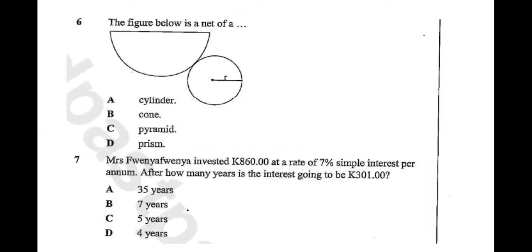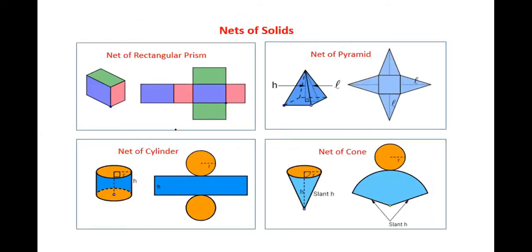Then here, to answer this question, I'll simply show you. You just simply need to remember the pyramids of these 4 that are listed here, and how their nets look. In this one here, we are showing the net of a rectangular prism. This is a rectangular prism, its net looks like this. This is a pyramid, and its net looks like that. This is a cylinder, and its net looks like that. This is a cone, and its net looks like that.